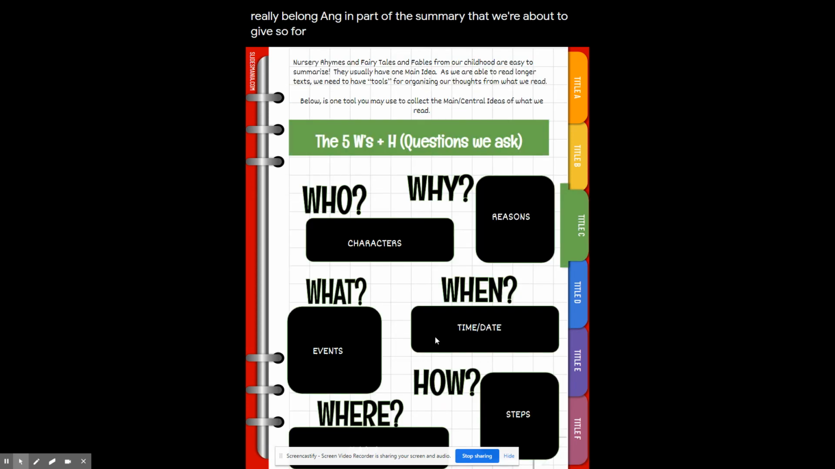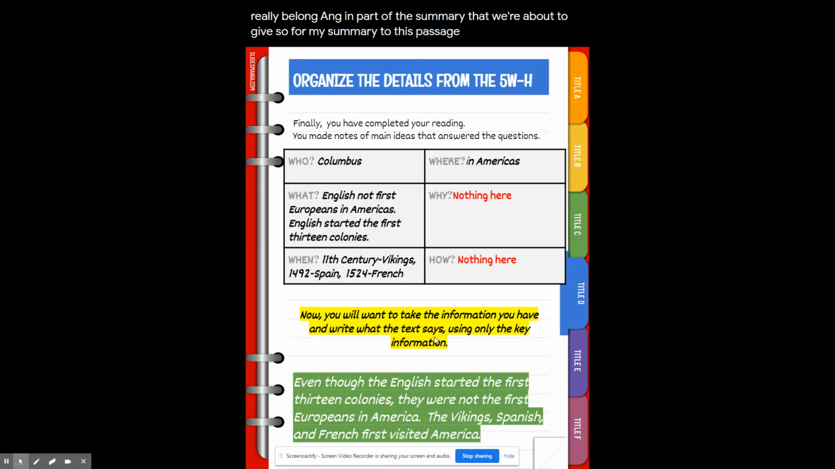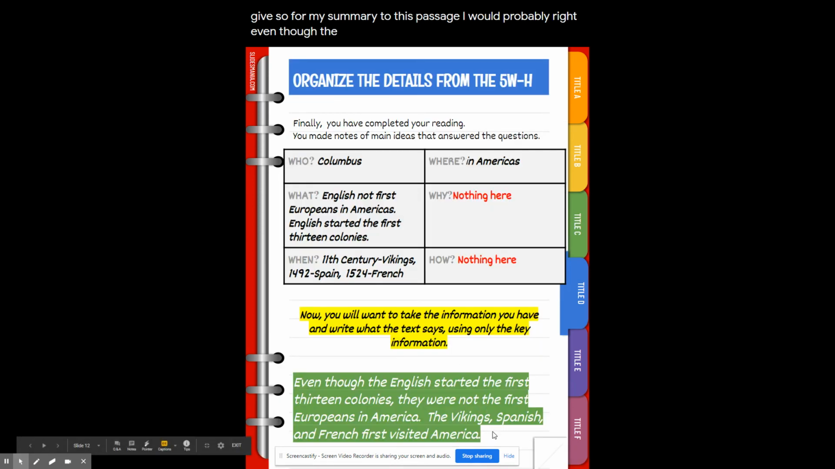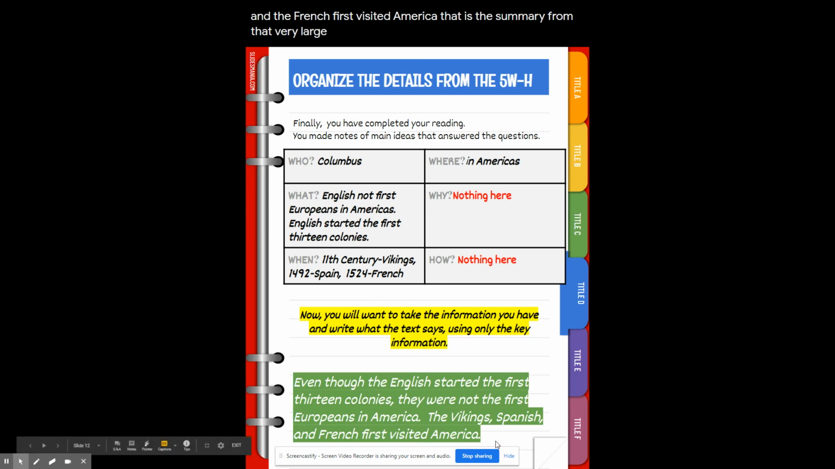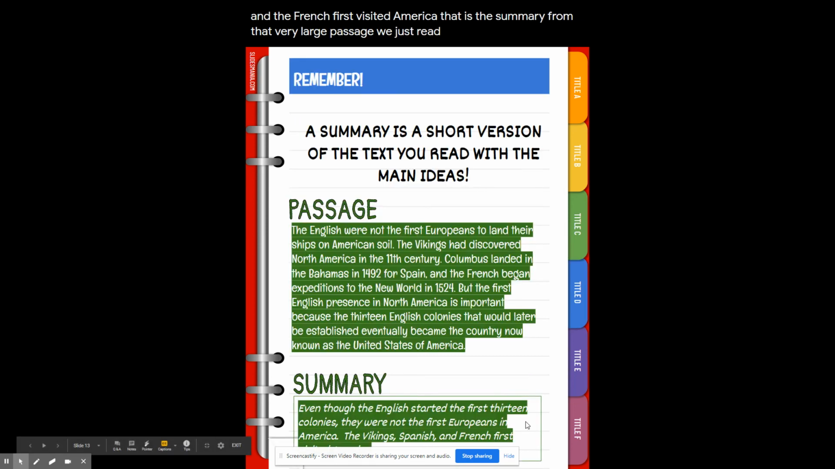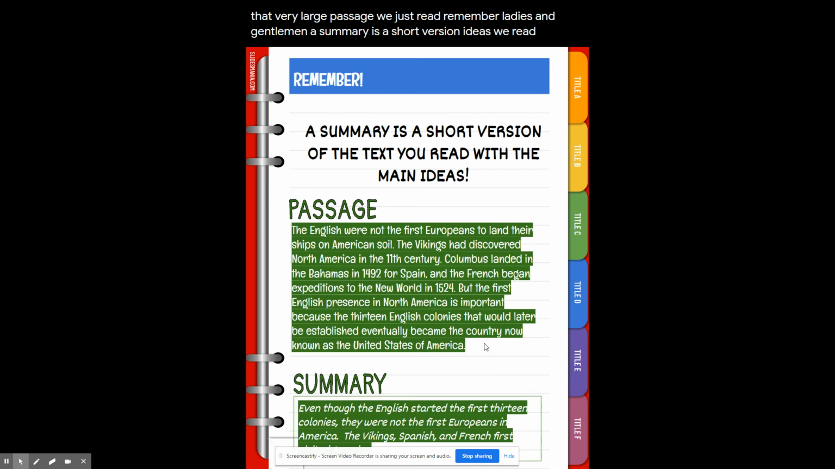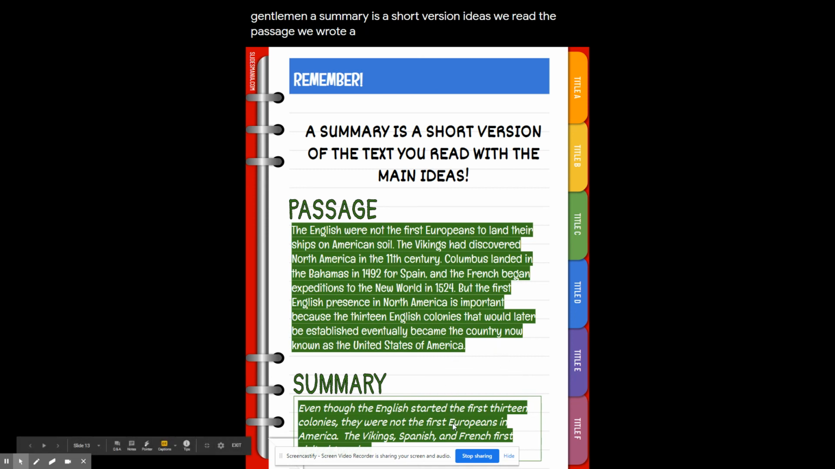So, for my summary to this passage, I would probably write, even though the English started the first 13 colonies, they were not the first Europeans in America. The Vikings, the Spanish, and the French first visited America. That is the summary from that very large passage we just read. Remember, ladies and gentlemen, a summary is a short version of the text you read with the main ideas. We read the passage, we wrote a quick summary.